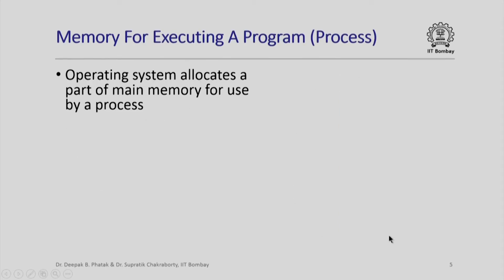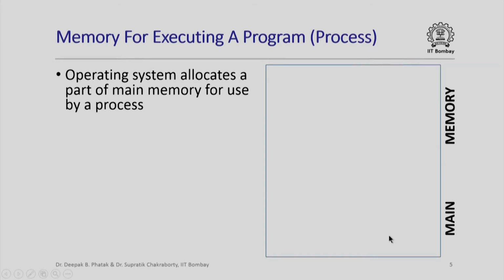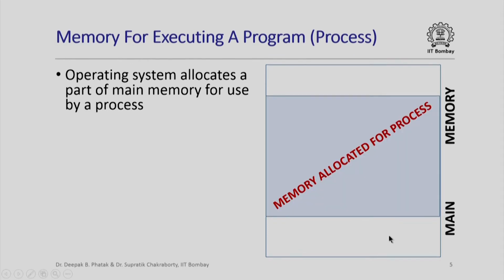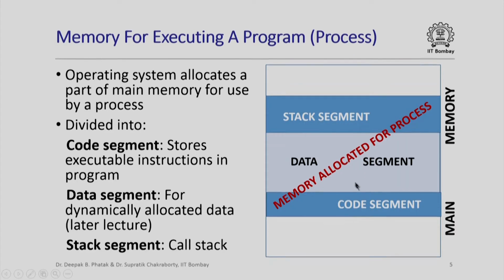We have also seen that when a program is executing, which is what we also call a process, the operating system allocates a part of main memory for use by the process. This part of the memory allocated for the process is divided into 3 segments: the code segment, data segment and the stack segment. And we have seen in an earlier lecture that all local variables of all functions in a program are allocated space in the stack segment.